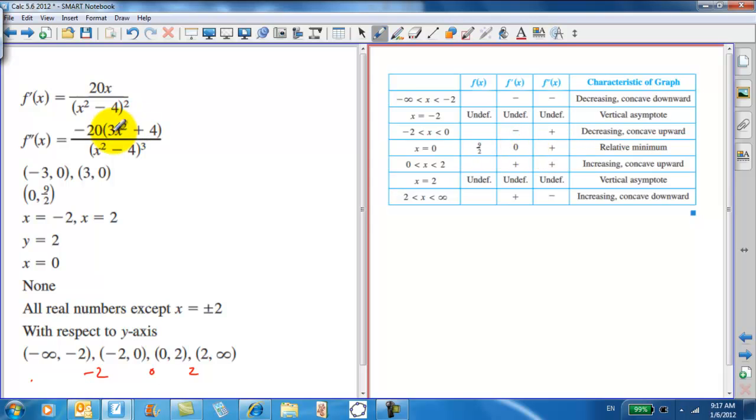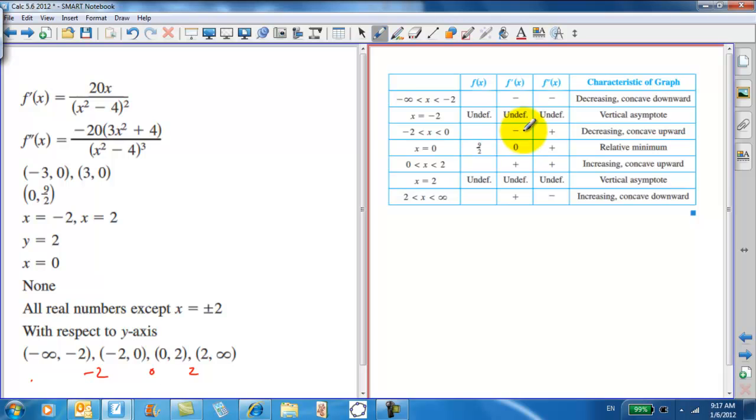If you put 0 into here, you actually get negative 4 cubed. That's negative 64, negative 20 times 4, so it's negative, negative, positive. Notice I just focus on the sign of the second derivative here. And that means it must be concave up. So this is a relative min. That's the second derivative test.